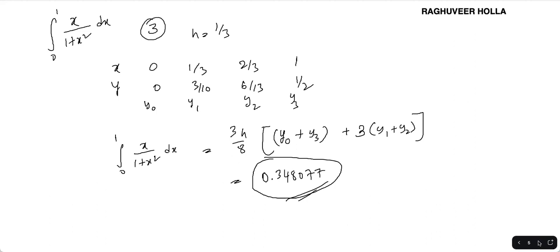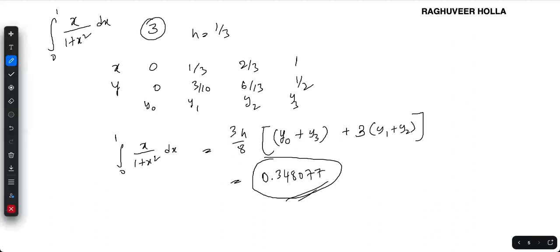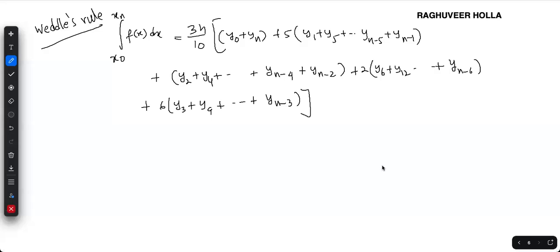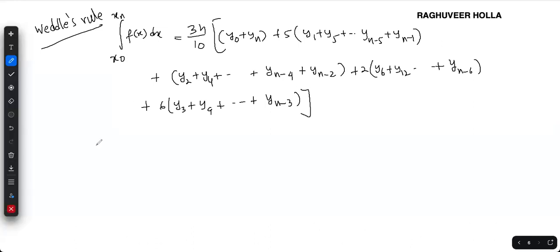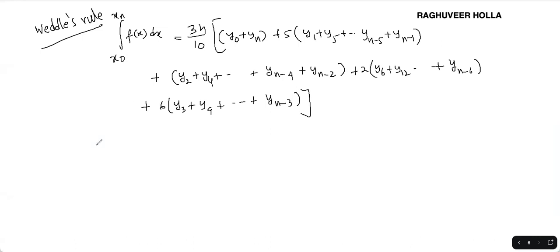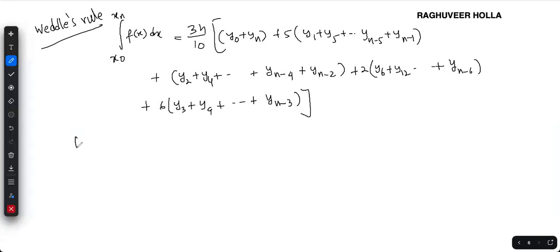Let us move on to the next and the last rule, which is Weddle's rule. We'll write down the formula for Weddle's rule. We'll be using it. Again, I'll be taking the same function and we'll integrate it. So let us evaluate x by 1 plus x square dx from 0 to 1. Now this is again 6 equal parts.